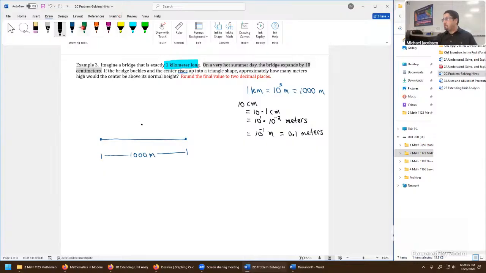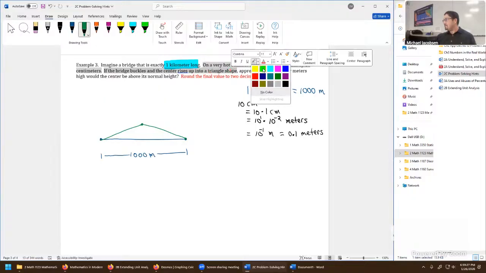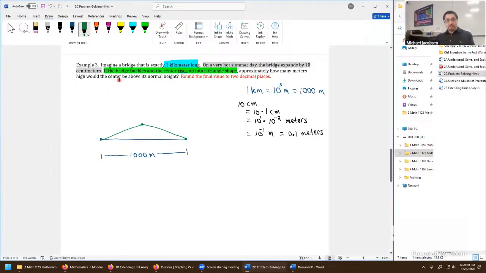We'll go from here to here. So let me highlight that. This length is a new length. It's not the length of the whole bridge any longer, 1,000 meters, because remember it's expanded by 10 centimeters. This is the new shape, but that means we have a new length at the same time.